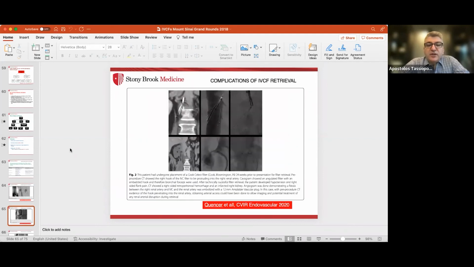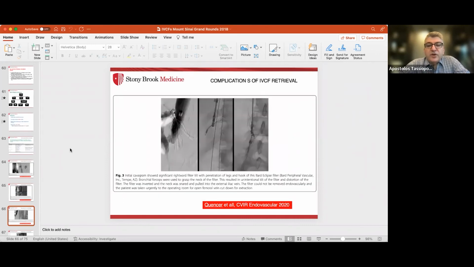Another case of a tilted filter that you can see here, where the patient developed hypotension and right-sided flank pain. The problem here was that the tip of the filter was close to the right renal artery, and this resulted in renal artery thrombosis and renal infarction.